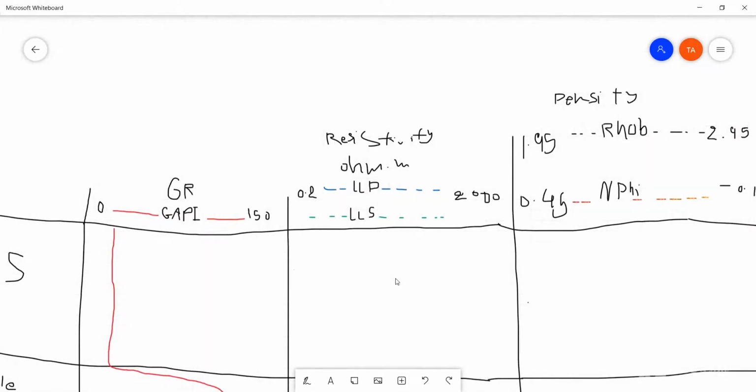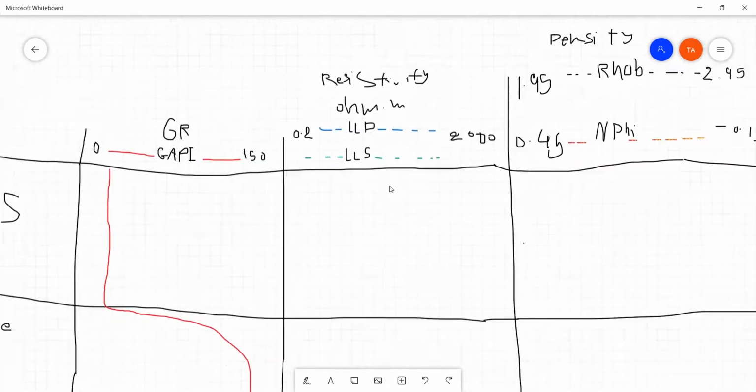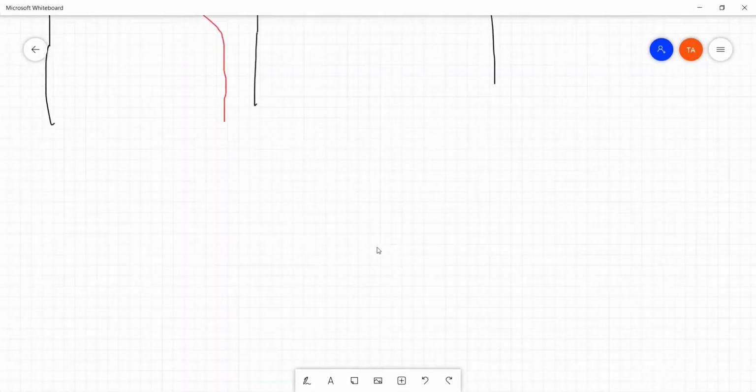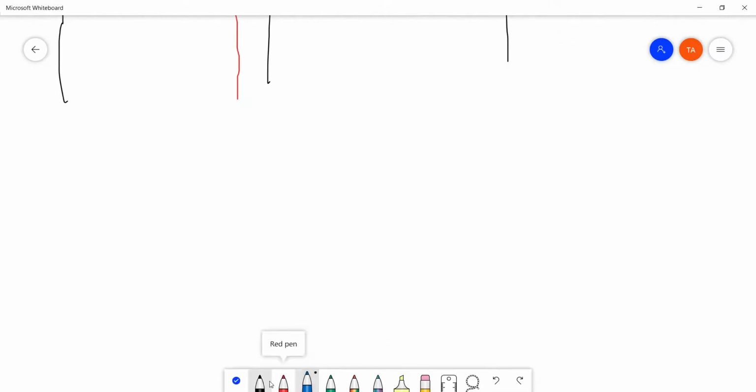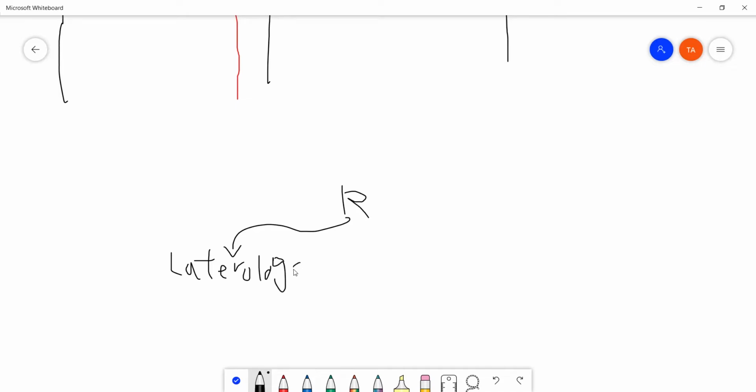So now let's talk about resistivity logs. As I said, it has two types. First one, lateral logs. And the second one is induction logs.